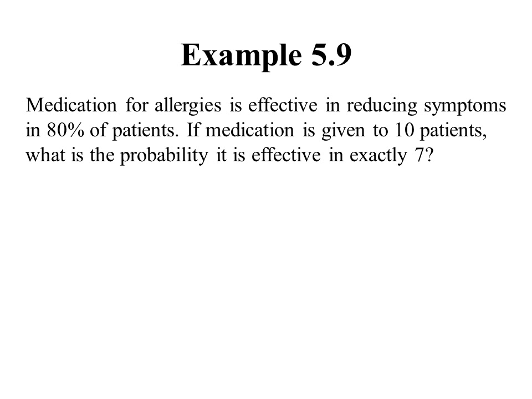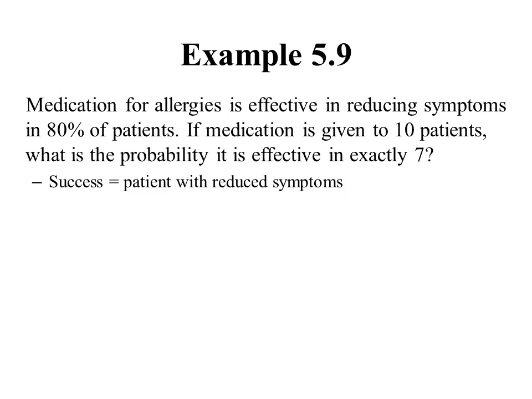So let's look at how we could use this formula. Now, in the end, we're going to let Excel do the calculations, but let's illustrate how we could use this formula to do the calculations. This is example 5.9 from the textbook. Medication for allergies is effective in reducing symptoms in 80% of patients. If medication is given to 10 patients, what is the probability it is effective in exactly 7?